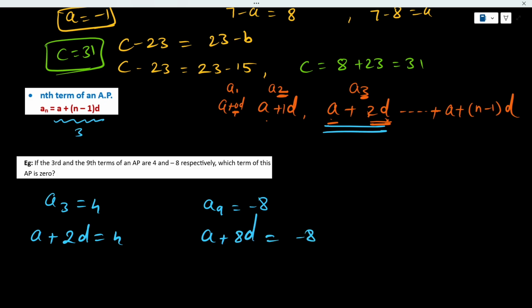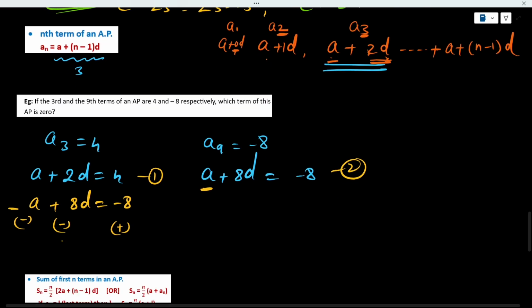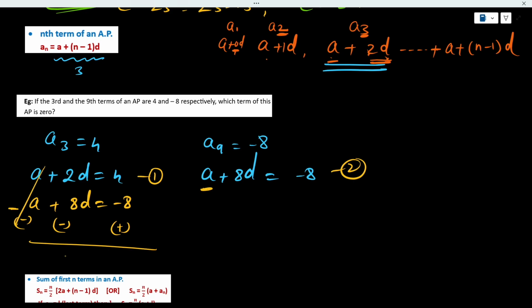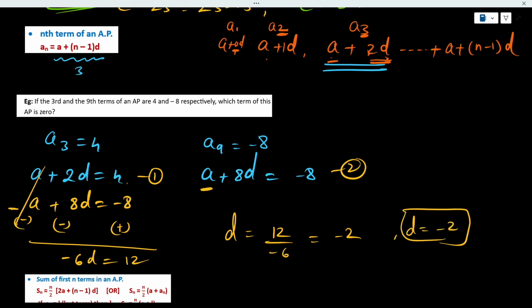Now this becomes your linear equation in two variables. You will always see A is the same. So this is your first equation. Second equation: if I subtract these two equations, A plus 8d equals minus 8, now you need to subtract, so the sign will change here. If you simplify this, you will see A gets cancelled. This is minus 6d equals 12, so d is going to be 12 by minus 6, which is minus 2, right? If d is minus 2, you can calculate A using the first equation. So A will be 8, right?